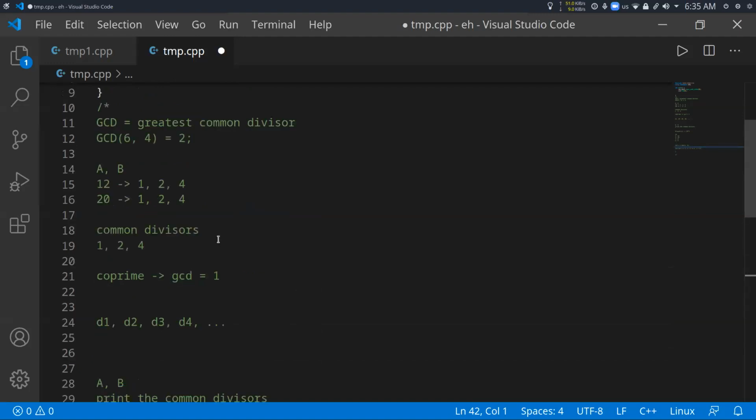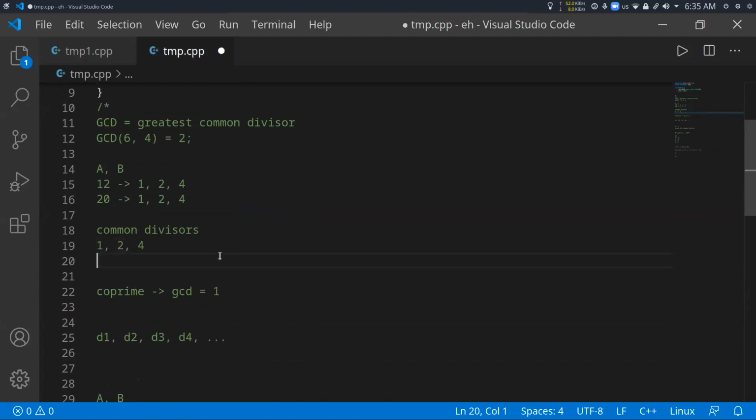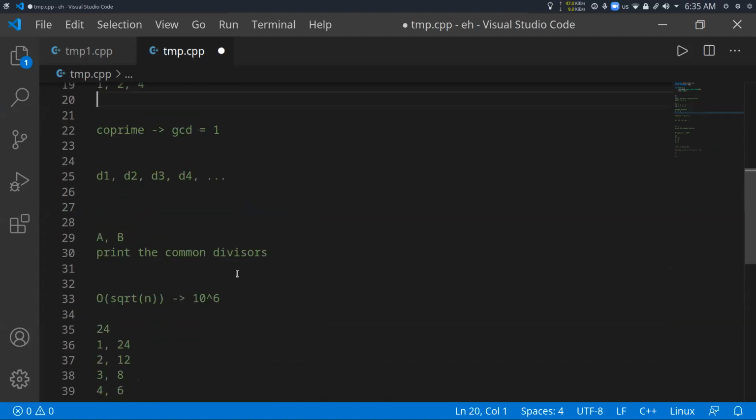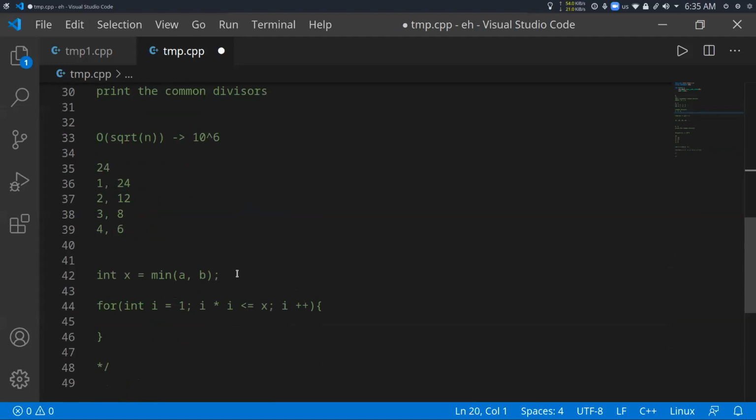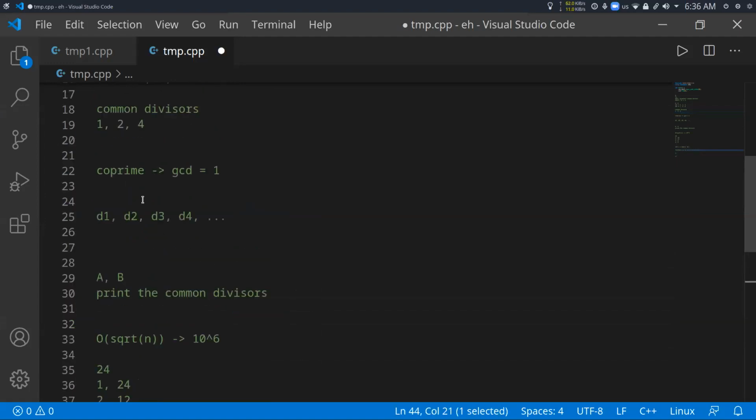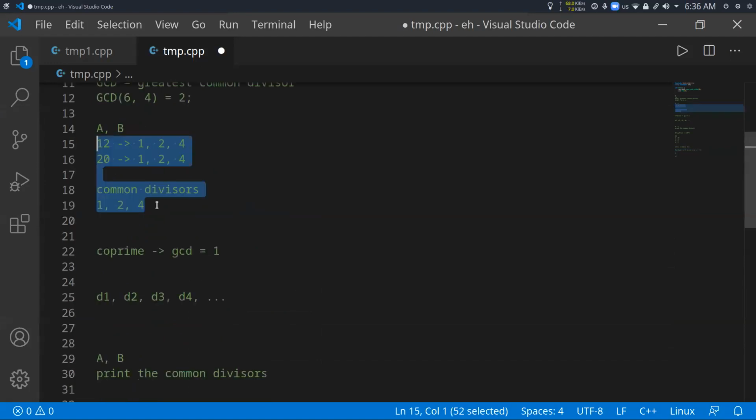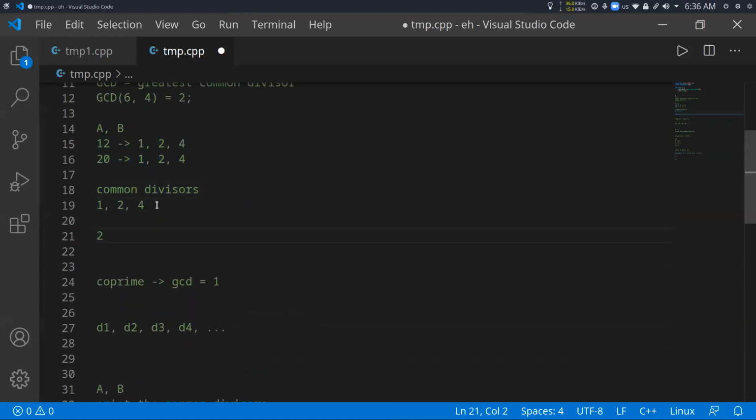Okay, so let's go back to our initial problem. So we are storing here i values, right? And our output should be 2, right? The output should be 2. Yes. The expected output is 2.